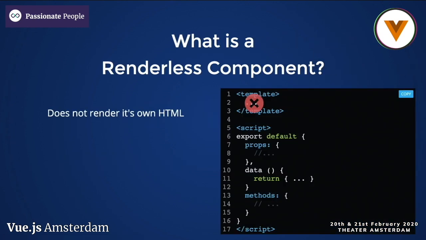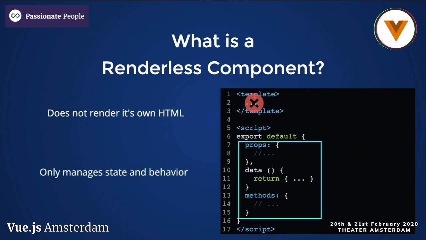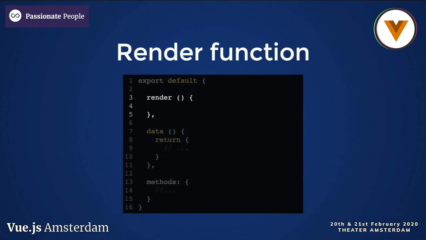So a renderless component is a component that doesn't render a template. It doesn't have a template. It's only the state and the JavaScript and the behavior. So it's just the JavaScript part of the component. And we define a renderless component by giving it a render function that is either empty or returns null. Simple as that. And by giving a component a render function, we're telling Vue to not look for a template or a mounting point specified by the el option.